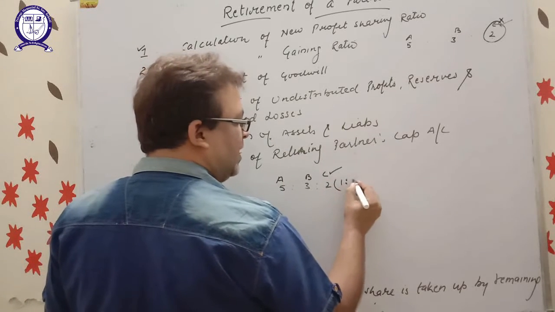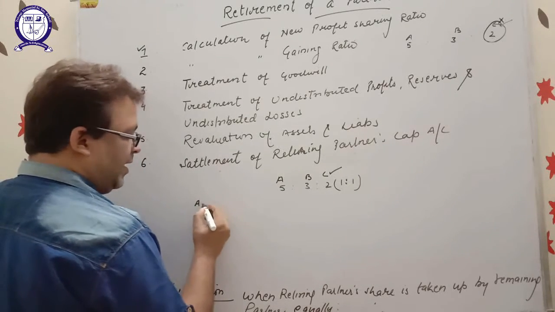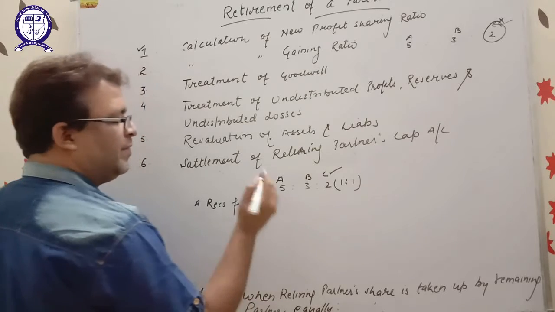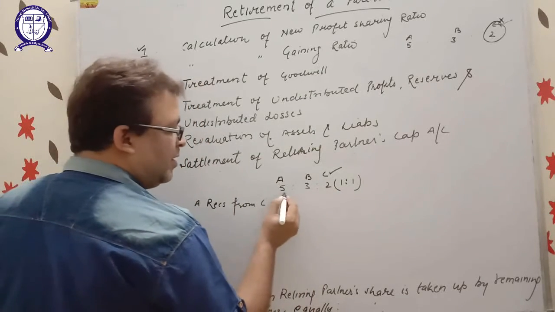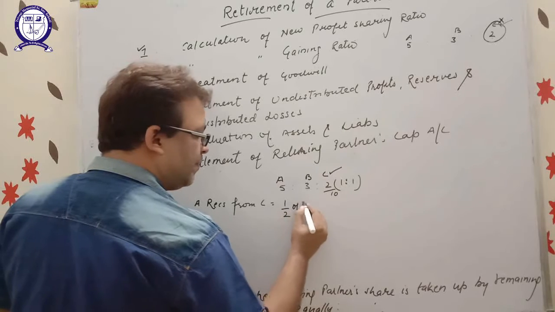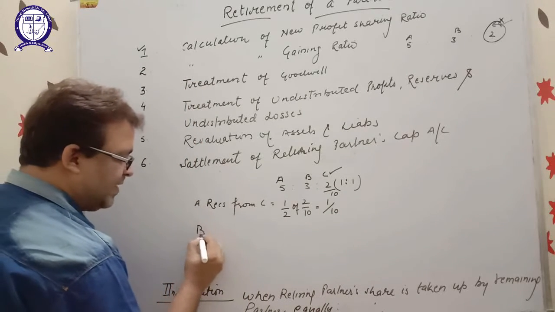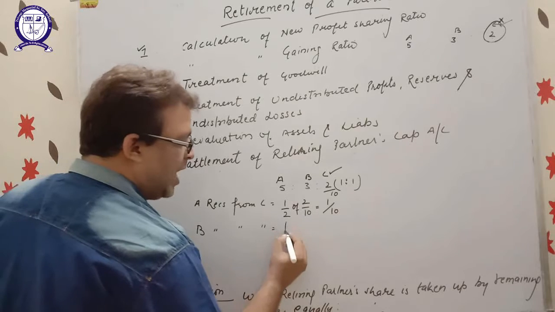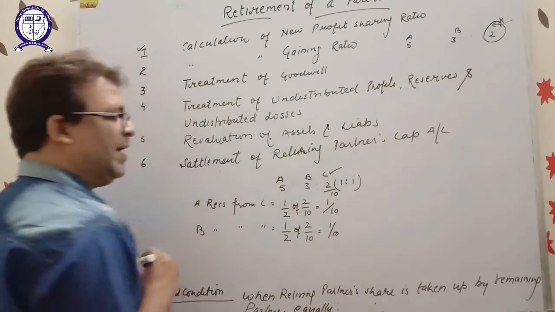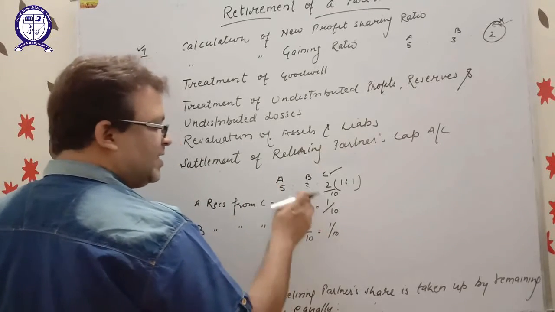Equally, that means in the ratio of 1:1. So we have to write here: A receives from C half of C's share. The share of C is 2/10. So half of 2/10 is 1/10. B receives from C half of 2/10, that means 1/10. So 1/10 is received by A and 1/10 is received by B.